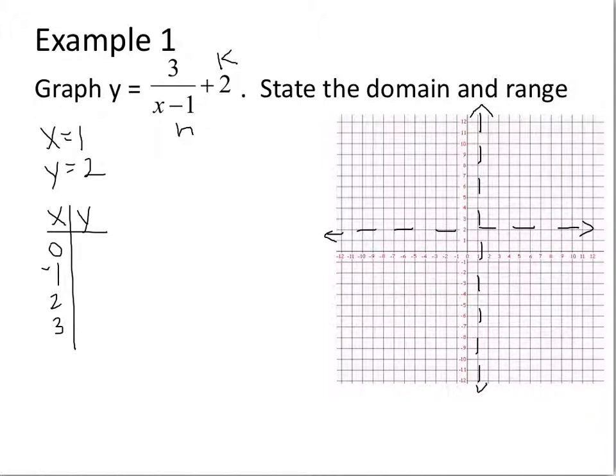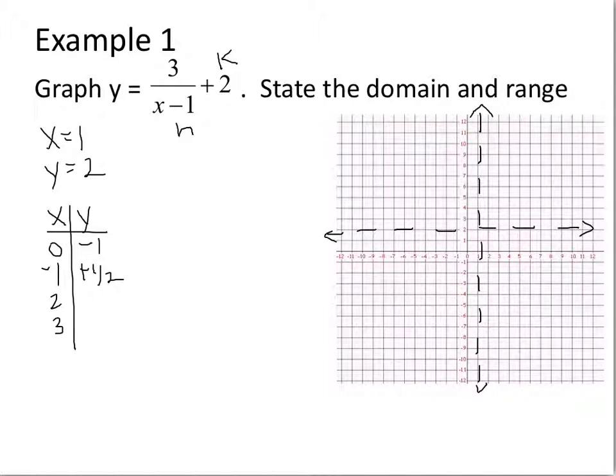And then I'm going to plug these numbers into the function. So I'm going to put 0 right here where x was. So 0 minus 1 is -1. 3 divided by -1 is -3. Plus 2 is -1. Now I'm going to take -1 and I'm going to plug it in. So that's going to give me 3 divided by -2, which is -1.5, plus 2, which is +1/2.